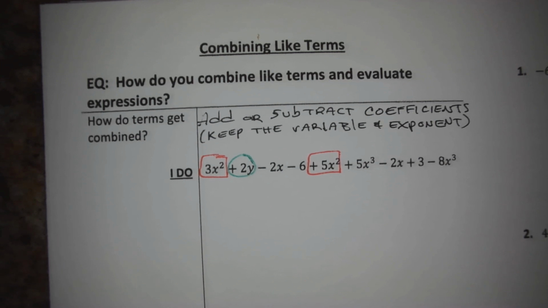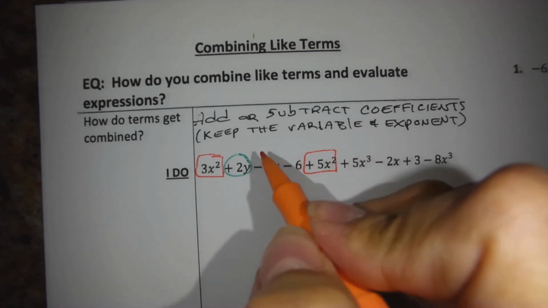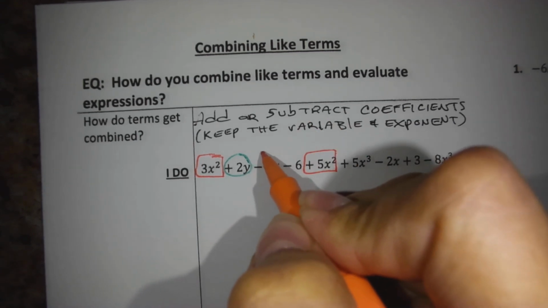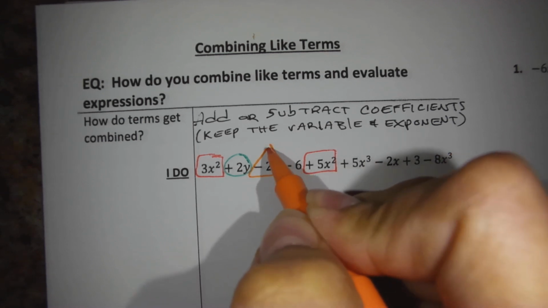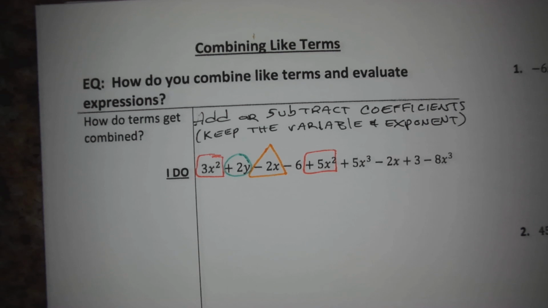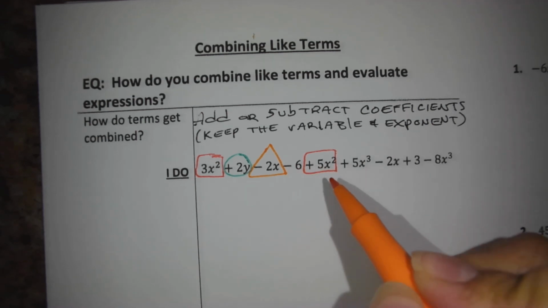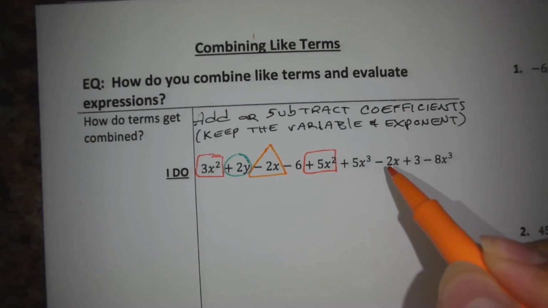We'll go to the next one, and it's a plain negative 2x. So we're going to put this in a triangle. Again, you can pick any shapes you want. It's totally up to you. And then we're going to go looking for another x. There it is.